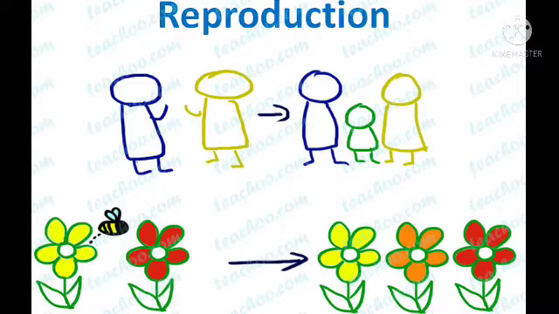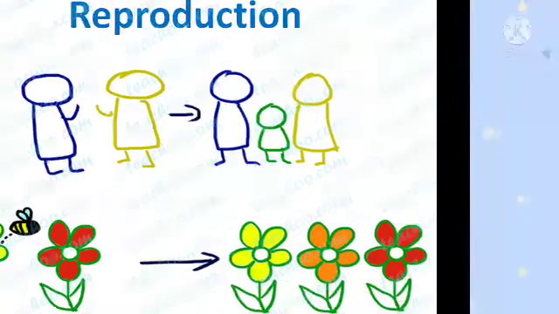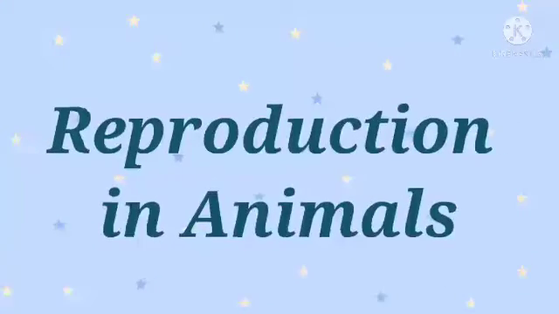Reproduction is the biological process by which new individual organisms, offsprings, are produced from their parent or parents. So, today, let us discuss something more related to this in our lesson Reproduction in Animals.